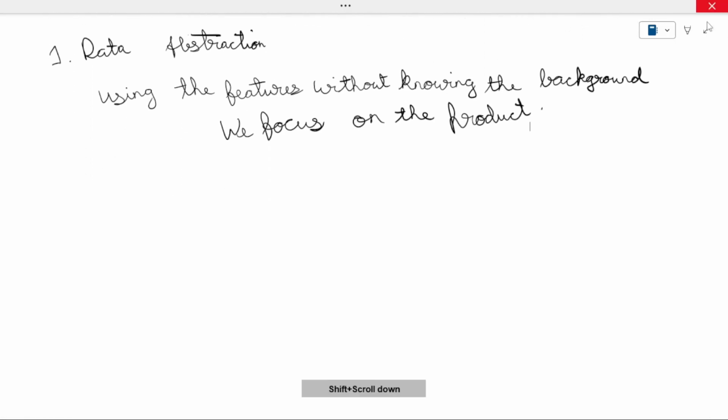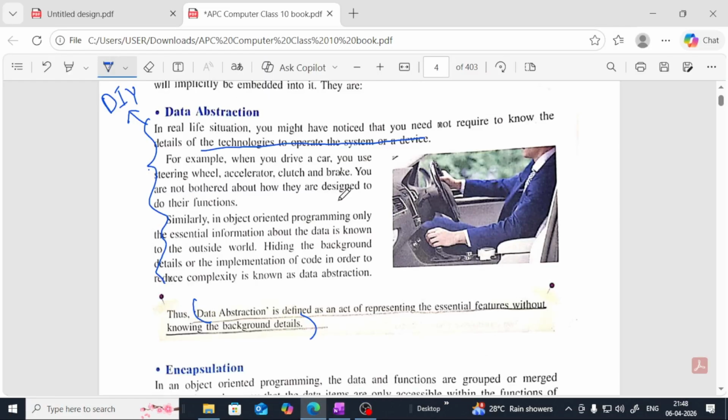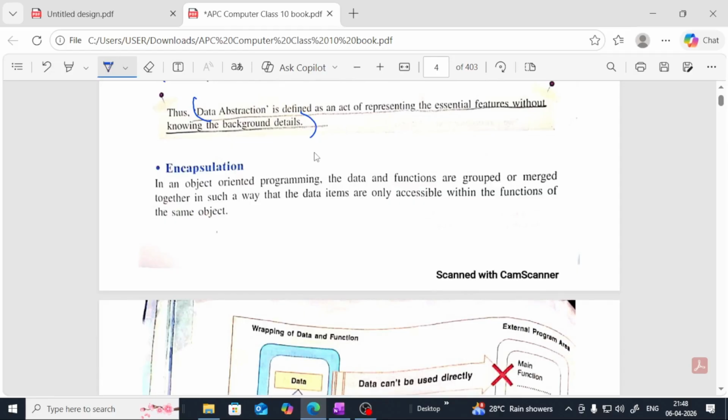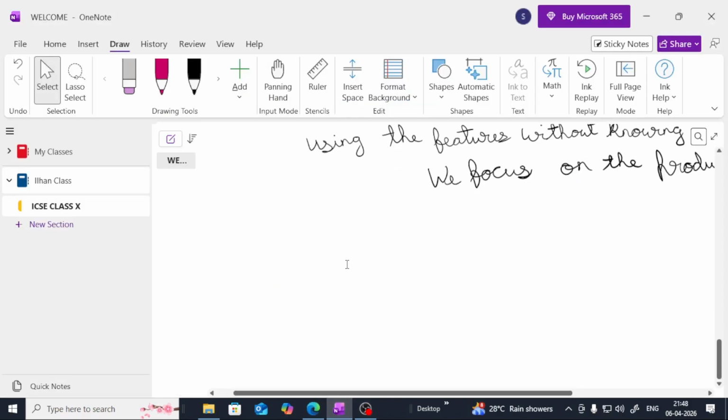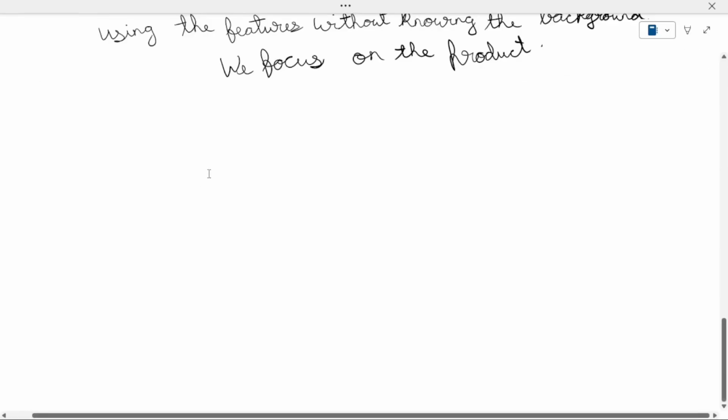Okay. Next up we have encapsulation. Just go through this once. I won't do this, this becomes the class morning. Wrapping of data and functions of an object as a unit that can be used together in a specific operation is known as encapsulation. Memorize this. Wrapping of data and function of an object as a unit that can be used together in a specific operation is known as encapsulation. Okay, so what is encapsulation?